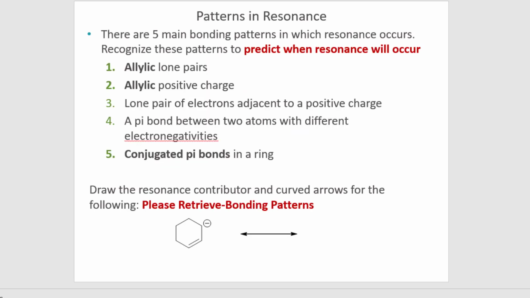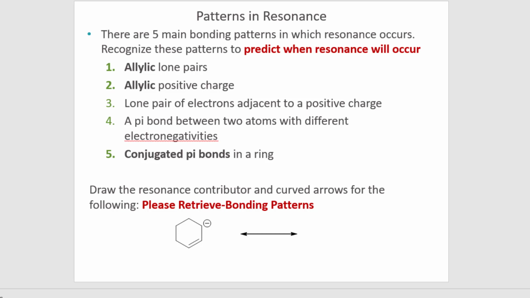Okay, so that's how we can follow along with arrow pushing. And these arrows are showing us the story of how to go from one contributor to the other. But how do we recognize resonance? How do we recognize when resonance is a thing, especially when they only give us one stagnant drawing? Well, there are 5 main bonding patterns that I'm going to go over with you so that it'll be a lot easier to predict when resonance occurs.